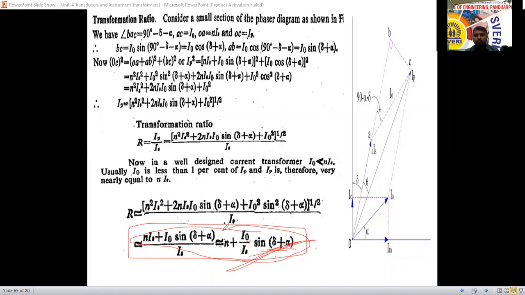Okay, so what will we do next? This much derivation is actually not required. If it is an offline exam, it is useful. Otherwise, just remember the equation. Next, we will go for the error.